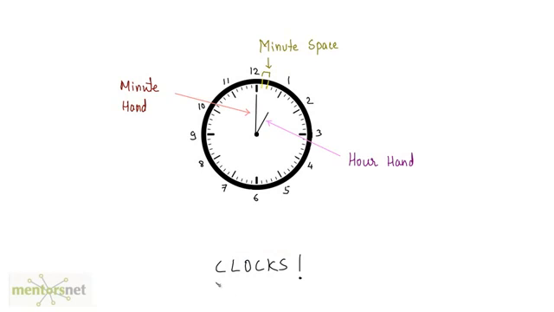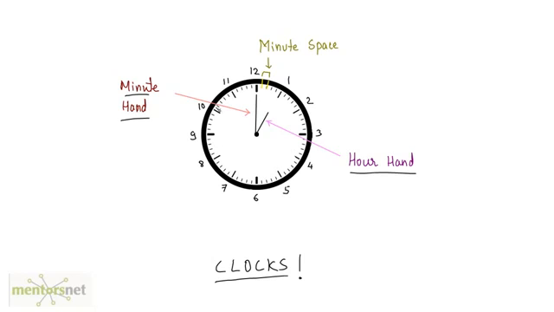Hey everybody, we are going to talk about clocks in this video. So you all know what clocks are, right? A clock basically has two hands. One is the longer hand, another is the shorter hand. The shorter hand is also called the hour hand, and the longer hand is also called the minute hand.